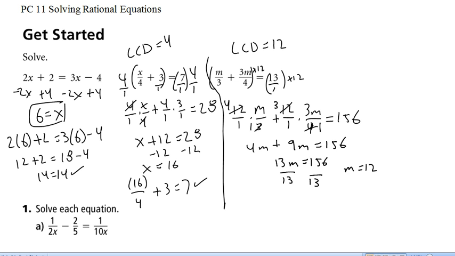Throw that into our original. 12 over 3 plus 3 times 12 over 4 should equal 13. 12 over 3 is 4. 12 over 4 is the same as 3 over 1, so we got 4 plus 9 equals 13, and it's true. Perfect.